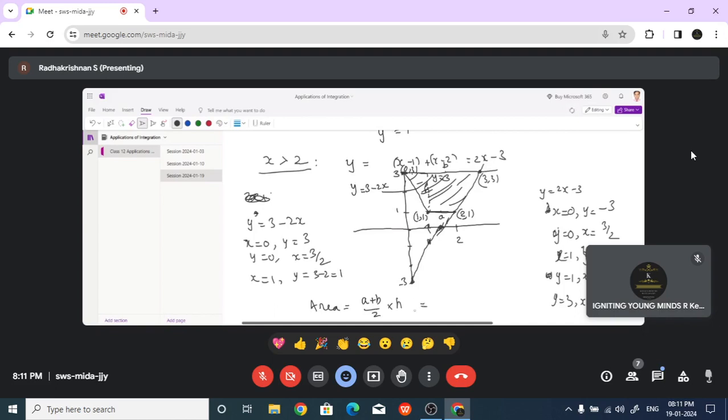Now what is the value of A? This length, from 1 to 2, what is the length? One, right? From point 1 to 2, this length is 1. And B, 0 to 3, right? Y is constant, X is varying from 0 to 3, right? And H is equal to, here Y is 1 and here Y is 3. So what is H?